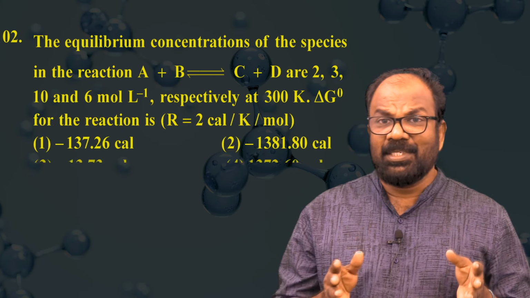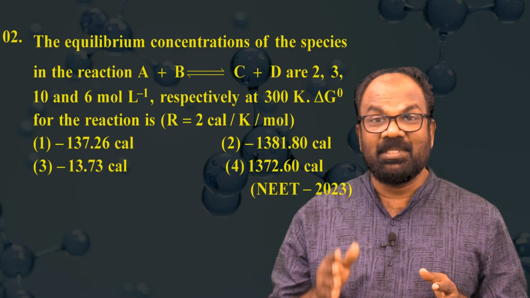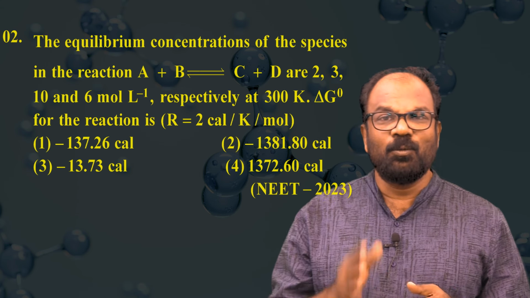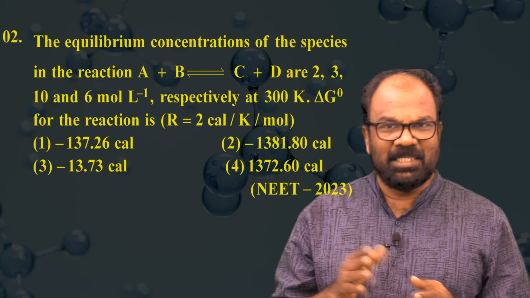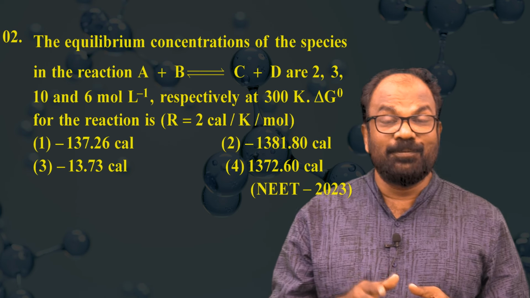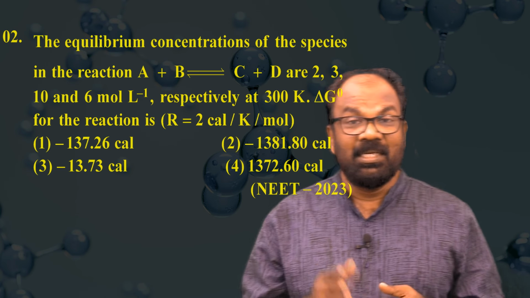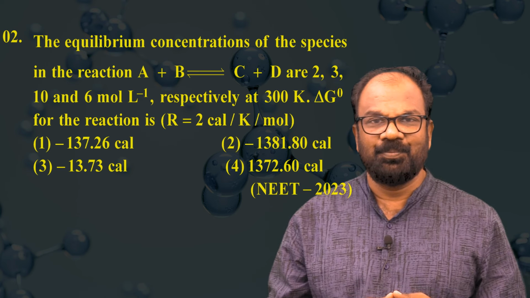Then question number 2. The equilibrium concentrations of the species in the reaction A plus B reversibly gives C plus D are 2, 3, 10 and 6 moles per liter respectively at 300 Kelvin. Delta G0 for the reaction is, in bracket, R is equal to 2 calories per Kelvin per mole.